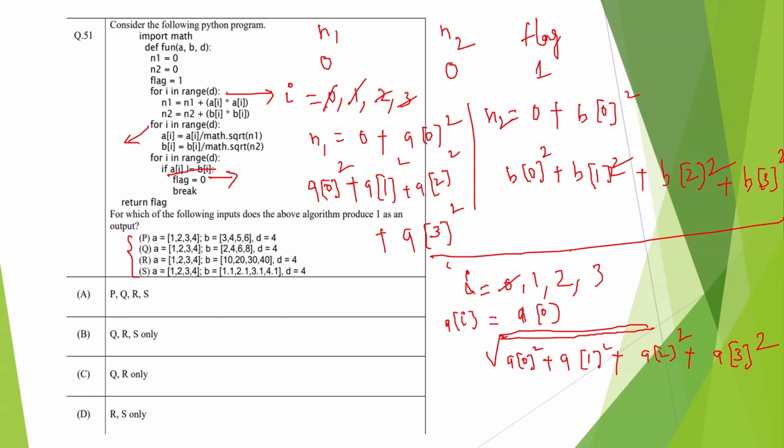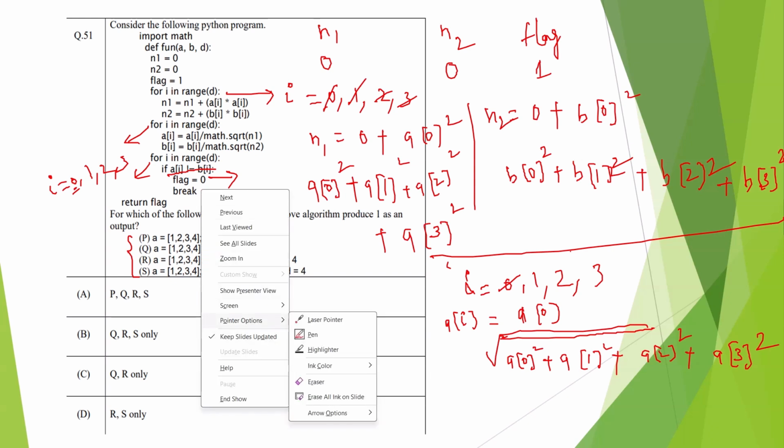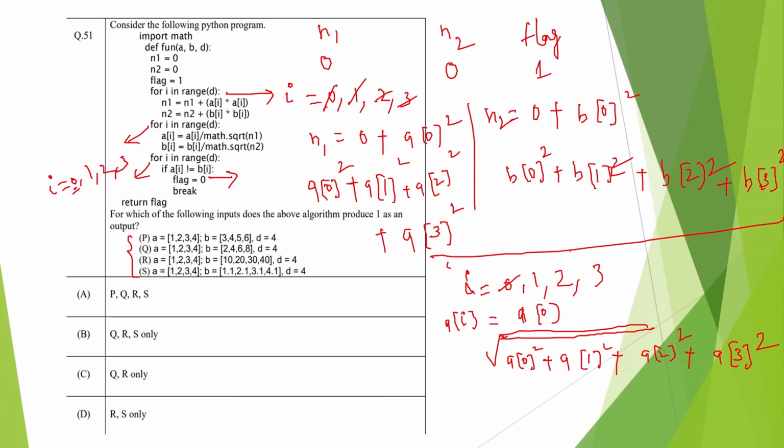Okay. What value are we getting at 1, 2 and 3? See here in the next for loop, this for loop also will run 0, 1, 2, 3, but it's checking the condition at 0 only. Okay. It's checking the condition at 0 only. So what is the condition we are checking here? If A of I does not equal B of I.